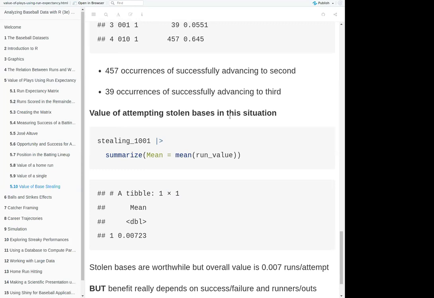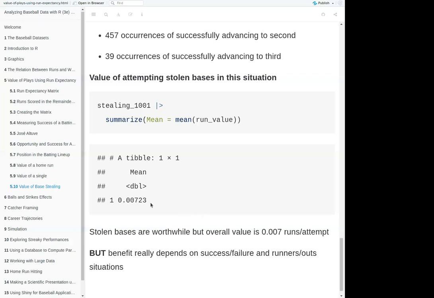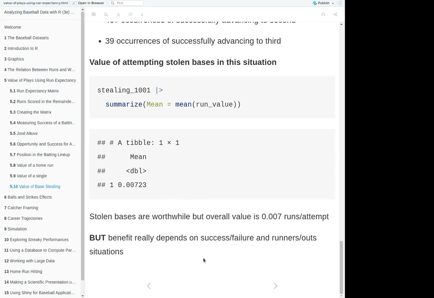So looking at the value of attempting stolen bases in this particular situation, we're looking at the mean run value of somebody on first and one out, and that mean run value is 0.007. So small overall mean value, but stolen bases are often worthwhile, particularly as they are very often successful, 70%, 75%. But again, the benefit really depends on the success and failure of the bases being stolen and the runner-out situation, which ties back to our discussion earlier of this being a sport and very human.